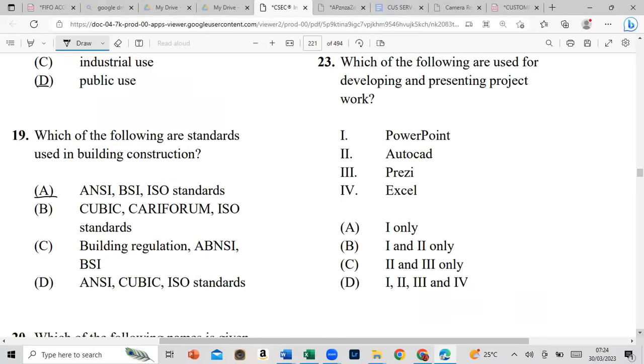I'm gonna wait. Let's go. Which of the following are used in developing and presenting project work? And that would be PowerPoint and AutoCAD. I want to learn how to do the AutoCAD again. So that would be B for 23.